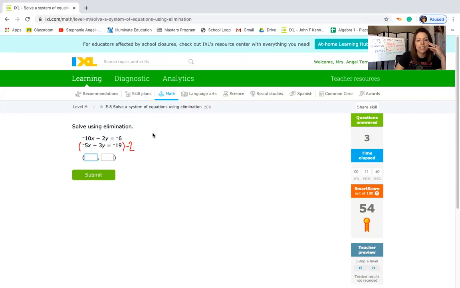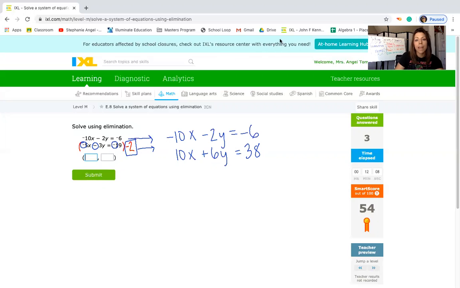Here's what ends up happening. And this is not something you have to do, but it's something that most students end up choosing to do. My first equation doesn't change: -10x minus 2y equals -6. But my second equation becomes positive 10x plus 6y equals positive 38. And notice that all of these negatives became positives because I chose to multiply by -2. Now, if I had multiplied by +2, I would still have equal terms and I could still eliminate, but now you've got to deal with negatives and nobody wants that.